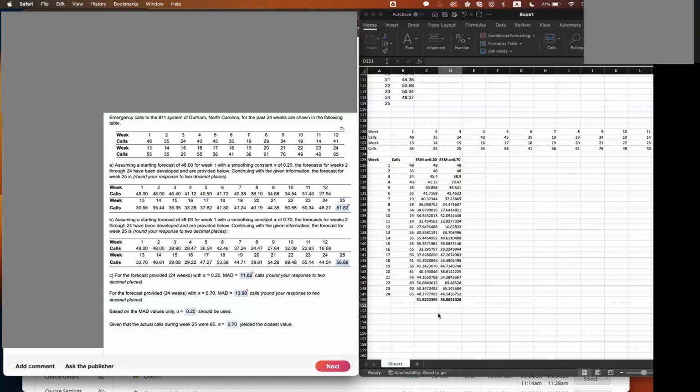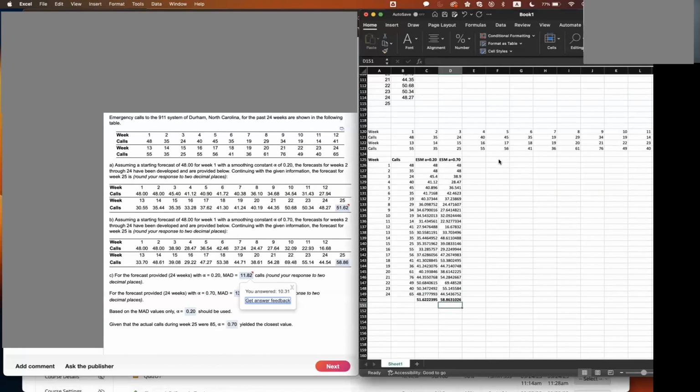Okay. Now, C, for the forecast provided with alpha is 0.20, MAD is, well, what is MAD, right? So I'm going to calculate FE for ESM A, right?